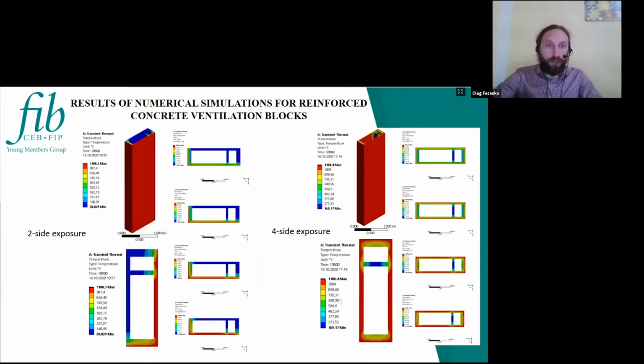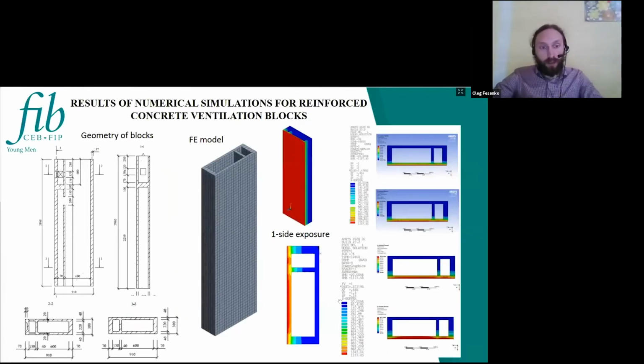As you can see, the results of thermal temperature distribution in the cross-section of these blocks. This analysis was made by the ANSYS Mechanical and ANSYS Workbench educational academic set, in the 2019, 2020, and 2021 versions.